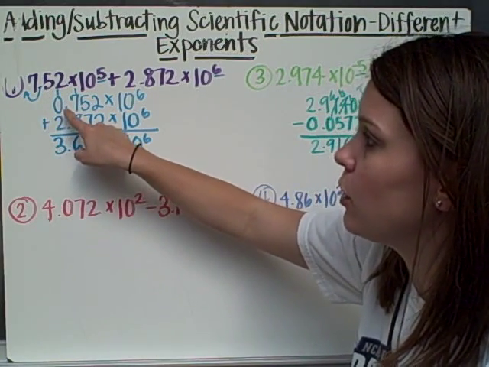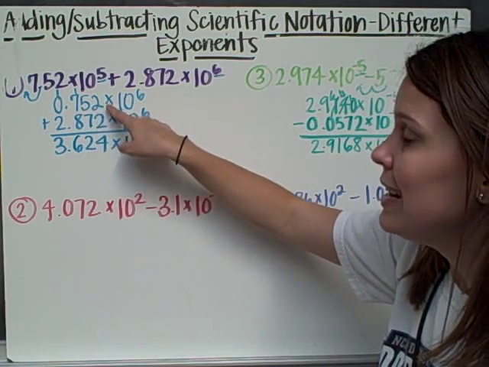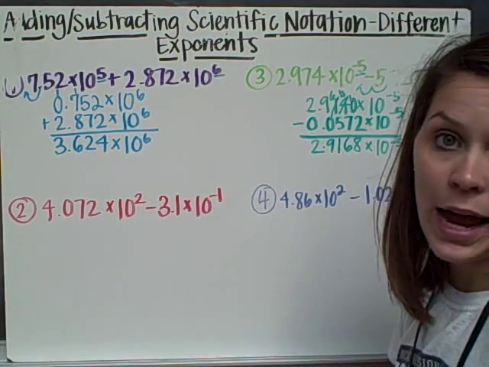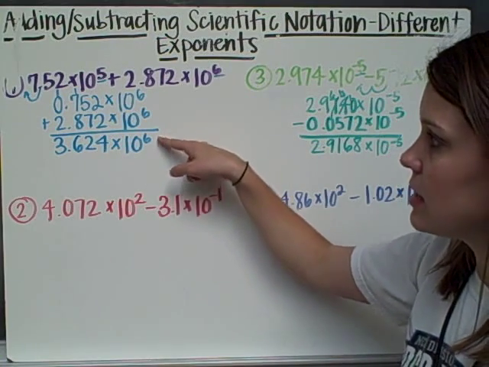So now we have 0.752, and it turns from the 5 to the 6. Now they match, so now we can add. We rewrite the times 10 to the 6th.